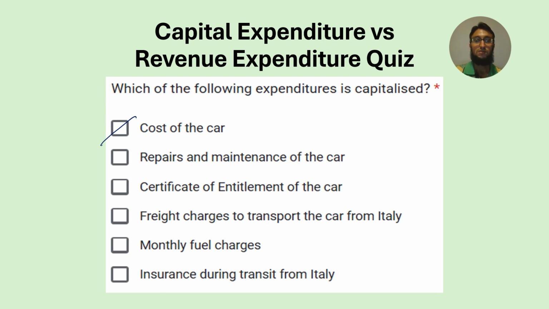In Singapore context, the certificate of entitlement or COE is necessary for someone to drive the car on the road, so it is part of the cost of the non-current asset. Freight charges to transport the car from Italy to the country of usage definitely will be capitalized as well. Monthly fuel charges are recurring, so they are not. And insurance during transit from the country is also part of the cost of the non-current asset.